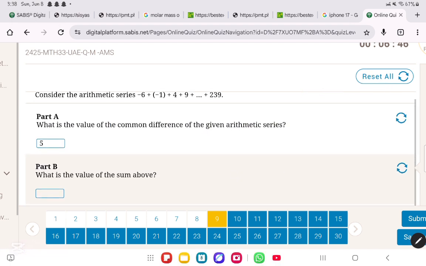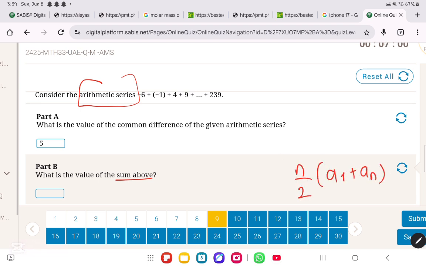Now, what is the value of the sum above? How do we find it? As I said, my personal favorite way of finding the sum of an arithmetic series is n over 2 times a1 plus an. So let us together find the value of n, because we have a1, which is minus 6, and an, which is 239.